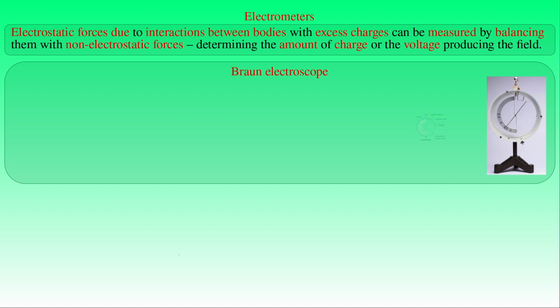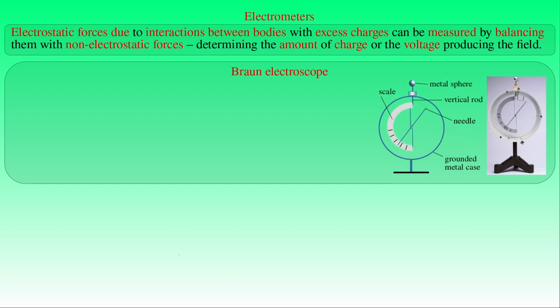The housing of the instrument is a grounded metal case, which is cylindrical in shape and has glass windows on both the front and the back sides. A vertical metal rod penetrates the top of the case through some insulation and a curved metal scale is attached to its bottom. The electrical contact at the top of the rod is either a metal sphere or a metal plate. A light needle is connected to the vertical support rod by a pin through its center so that the arm is free to rotate around a horizontal axis. The needle is balanced in a vertical position.